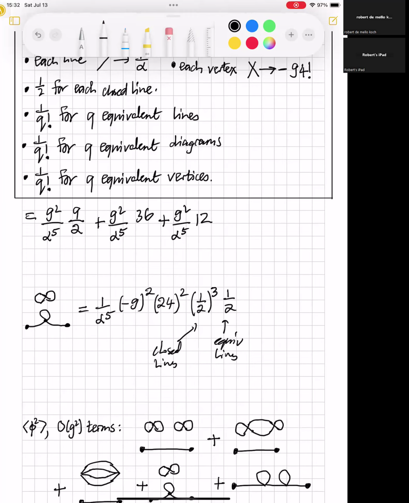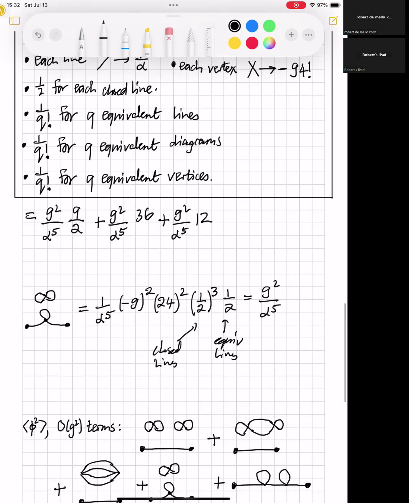So let's add up what this diagram is equal to. Well, we'll get a g squared. We'll get an alpha to the 5. And then we've got 24 squared, and we've got 1 over 4 squared. Okay, that's 1 over 2 to the 4, which is 1 over 4 squared. 24 over 4 is 6, so we've got 6 squared, which is 36. So we'll have plus 36 g squared over alpha to the 5. Good. Okay, let's now move on to the next diagram.